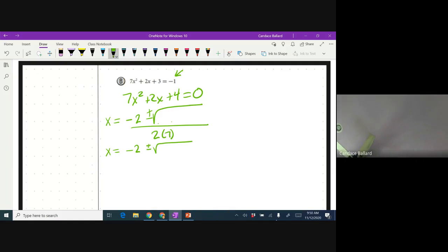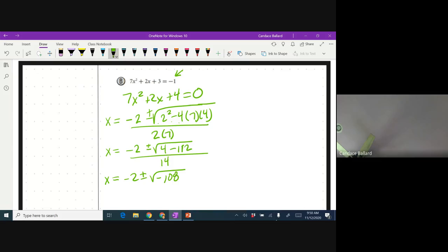All right, so it's b squared, which is 2 squared minus 4 times the 7 times the 4. I wasn't paying attention. All right, so 2 squared is 4. Negative 4 times 7 times 4 is negative 112, all over 14. So we've got negative 2 plus or minus square root of negative 108.